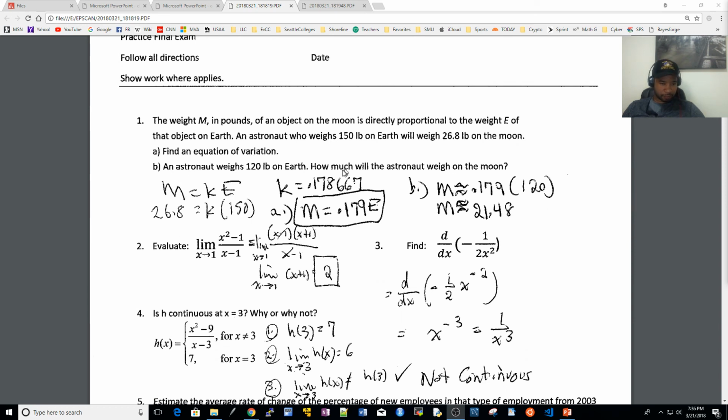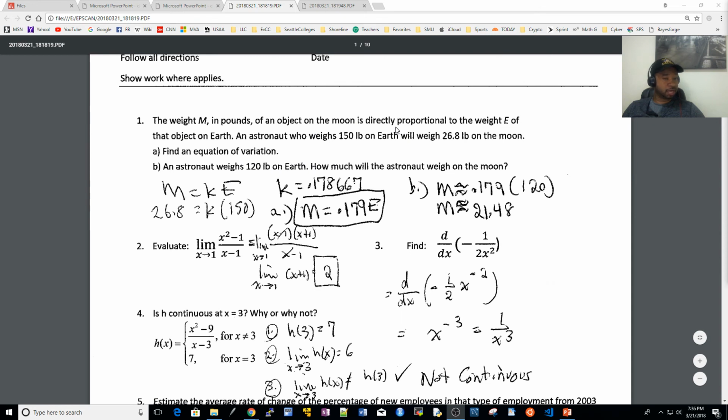So these problems are pretty straightforward. You find the weight. Where it says find an equation of variation, it actually tells you the type of variation. We actually studied two different types. We studied directly proportional, and we studied inversely proportional, as one varies inversely instead of directly. But for this one, directly proportional, you actually have to write that equation. So you need to write this equation, but you got to know what K is. So the answer is m equals 0.179e, where your K has been rounded off to 0.179.